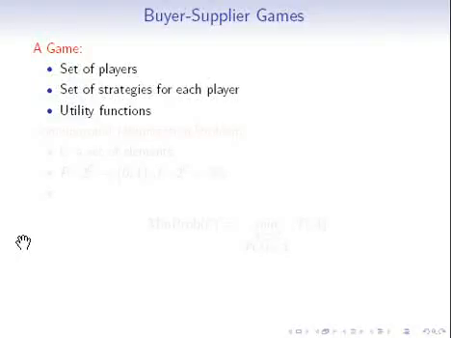First of all, what is a game? To define a game, I really have to define three things. First, a set of players. Second, a set of strategies for each player. And third, a set of utility functions, such that given the strategies chosen by the players, I can know what utility each player derives from that set of strategies.